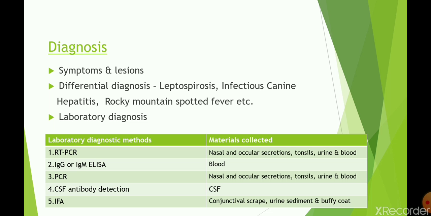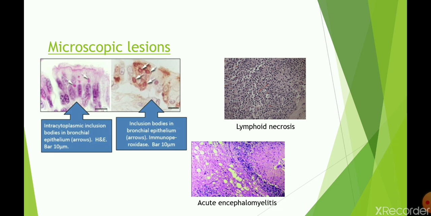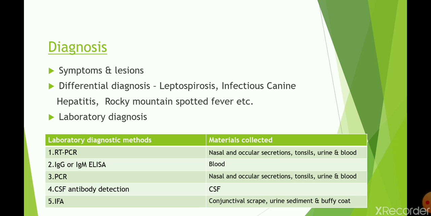And the fourth method is the CSF antibody detection. You can collect cerebrospinal fluid. And the last method, it's not much preferred. It's the immunofluorescence assay. Here in this immunofluorescence assay, we will examine for these intracytoplasmic and intranuclear inclusion bodies. But always it's not preferred. For this, we can use conjunctival scrapings, urine sediment, and the buffy coat.